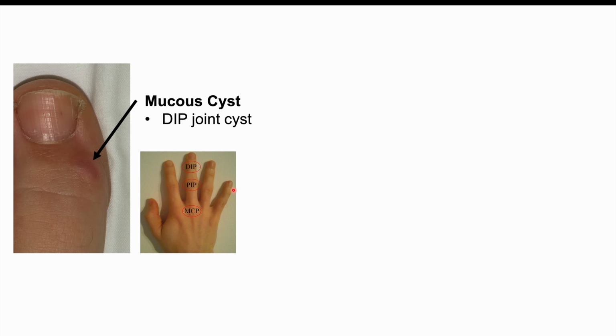So in cases where we have a ganglion cyst on or around a DIP joint, we call it a specific name, a mucocyst. And this particular cyst is going to be associated with osteoarthritis. So this will be unusual for younger individuals. It's more common in later life.